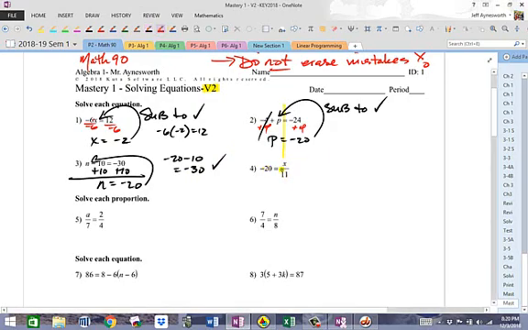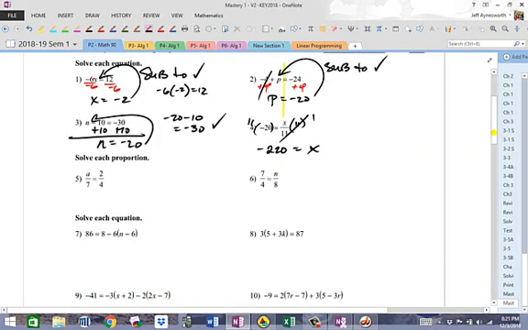Next one, you got a number divided by 11 equals negative 20. The inverse of dividing is multiplying. So let's go ahead and multiply by 11 on both sides. Negative 11 times 20 is negative 220, and that equals x here. All right, and we are cruising. Let's keep going.